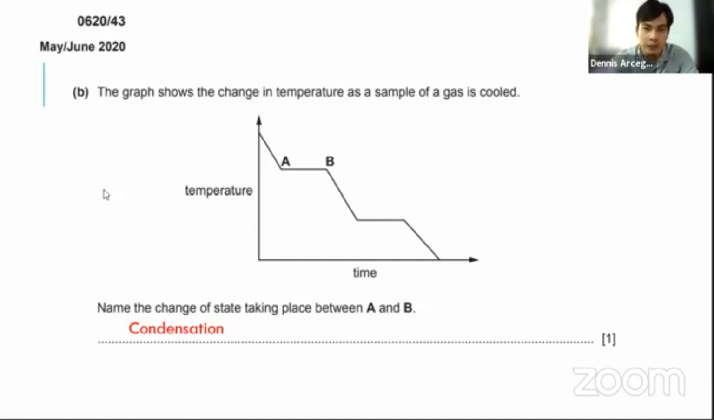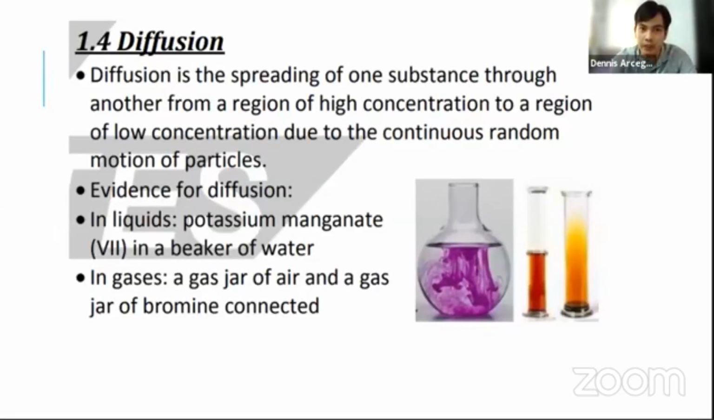Next. The next one is diffusion. So diffusion, as you know, is the spreading of one substance through another from a region of high concentration to a region of low concentration due to continuous random motion of particles. So this one is an example of how diffusion occurs. You have here liquid or the water. Then once you put here coloring materials, for example food color, the food color will spread all throughout the liquid. So that is diffusion. It diffuses, it's spreading from one place to another because of the continuous random motion of the particles. It is always from high concentration to lower concentration.